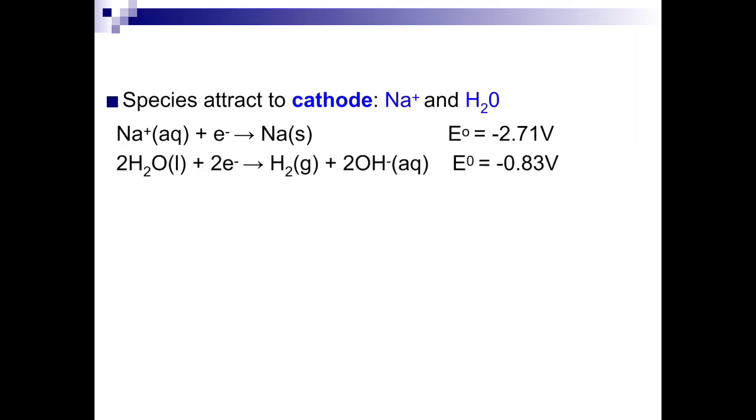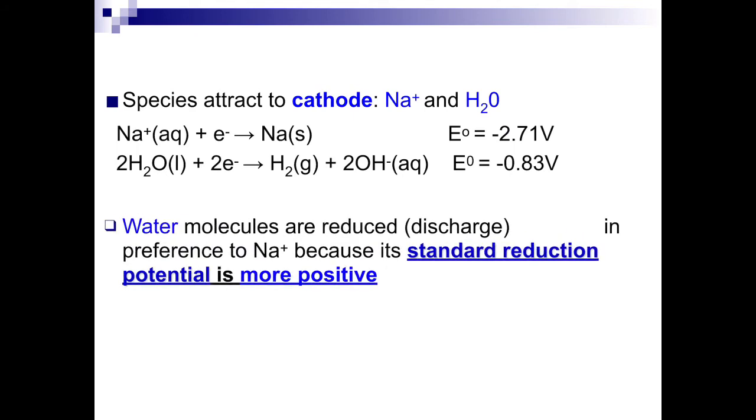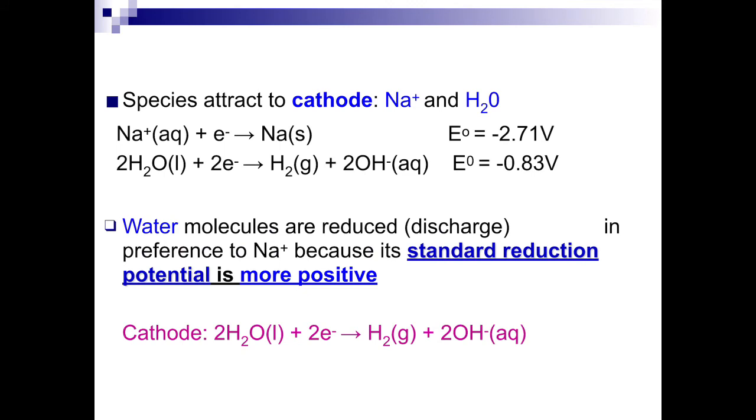We will refer to the standard reduction potential, and from these values, we can see that there is a huge difference between the SRP for Na+ and H2O, a very huge difference. This means that concentration does not have an effect. Therefore, water molecules are selected to discharge in preference to Na+ because its standard reduction potential is more positive. Please remember here, if there is a huge difference, concentration does not have an effect, we will refer to the more positive SRP. The equation at the cathode will be 2H2O liquid plus 2 electrons produce H2 gas and 2OH minus.